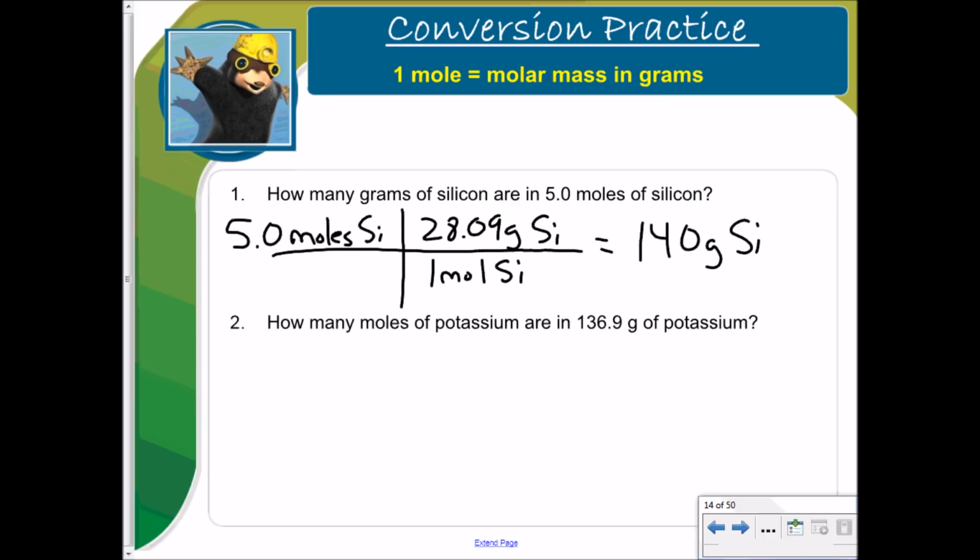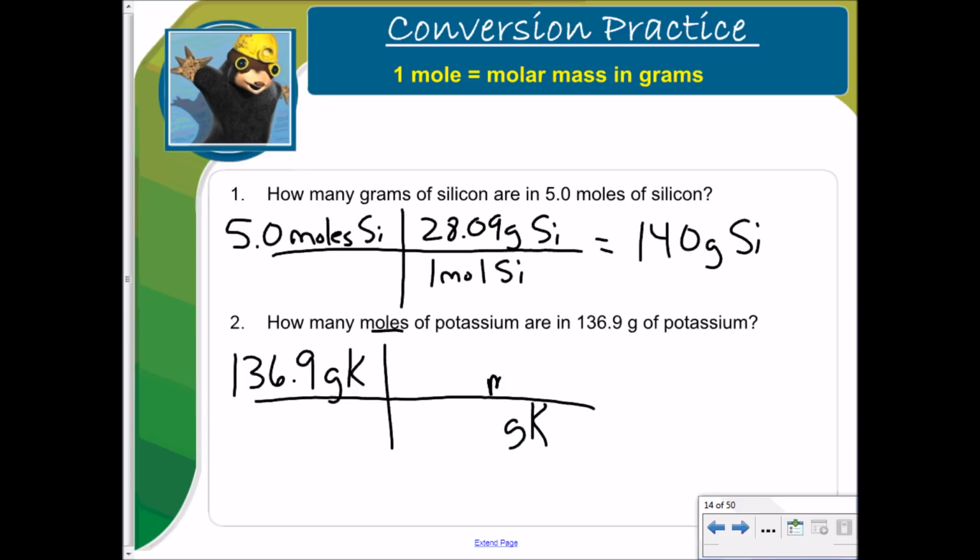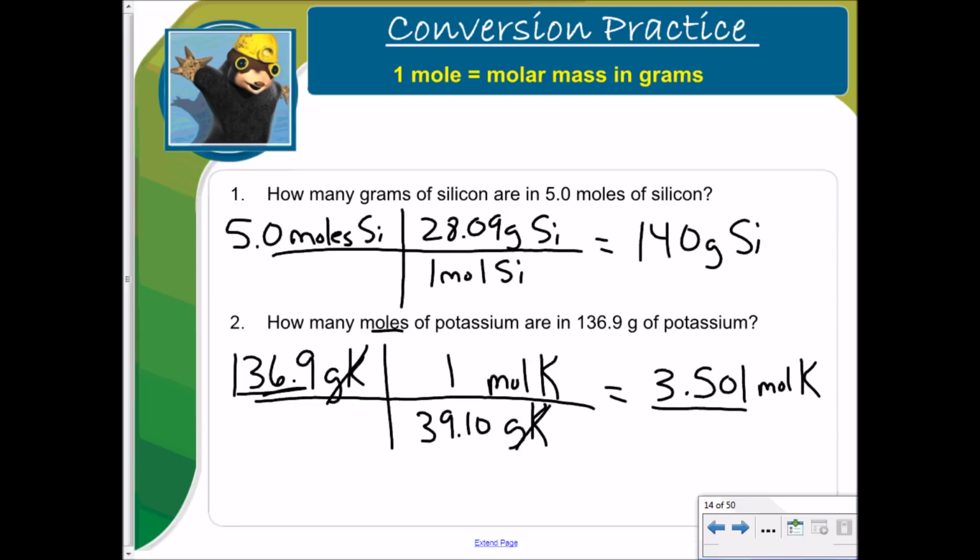Okay? How many moles of potassium are in 136.9 grams of potassium? Okay, we want to get rid of grams, so it goes on bottom. We're trying to get to moles, so moles would be on top. This relationship is that 1 mole is equal to the molar mass, and so we go physically look at your periodic table for potassium, and you'll find it's 39.10. Let's cross out. And so we multiply 136.9 times 1 divided by 39.10. We get 3.501 moles. Okay, that's 4 significant digits because we had 4 right here.